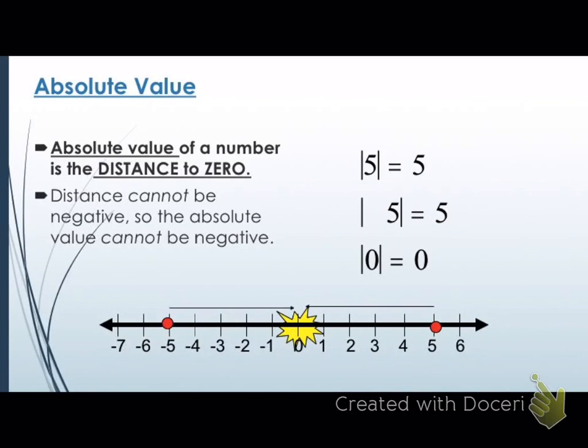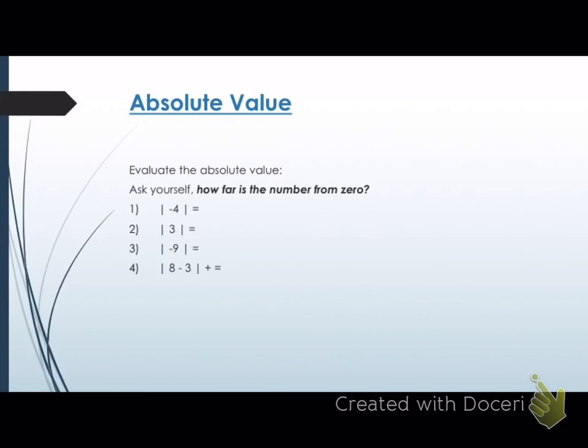Here's a little video of how to do it. You guys can see. All right, absolute value. Let's look at these 4 examples. We're going to evaluate the absolute value. We need to ask ourselves, how far is the number from 0? Well, simple. Negative 4.